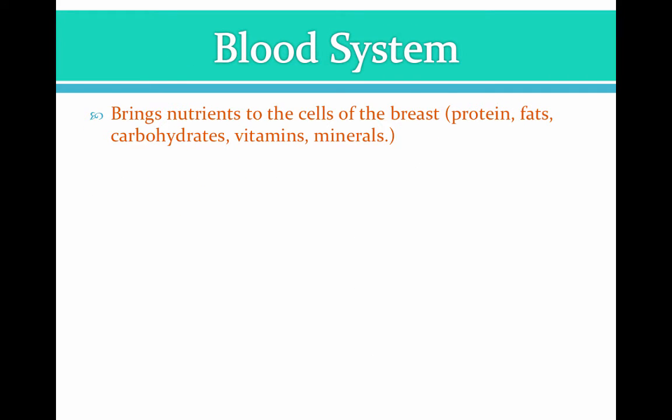The blood system brings nutrients to the cells of the breast, nutrients such as protein, fats, carbohydrates, vitamins, and minerals. And when the needs of the breast increase during menstruation and pregnancy, blood flow increases to support tissue building. And during lactation, when frequent suckling signals the need to increase milk production, more blood becomes available to provide the nutrients needed to make the milk.